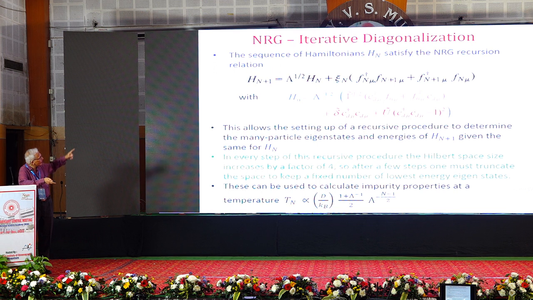What it's saying is that if I have gone up to n steps of that chain, I take that Hamiltonian and rescale it by this factor of lambda to the half, add this next coupling, rediagonalize, throw out, rescale, and I keep doing this, and so on. And it turns out that this is good enough to calculate the properties at a temperature scale, which is related to how far down you have to go.